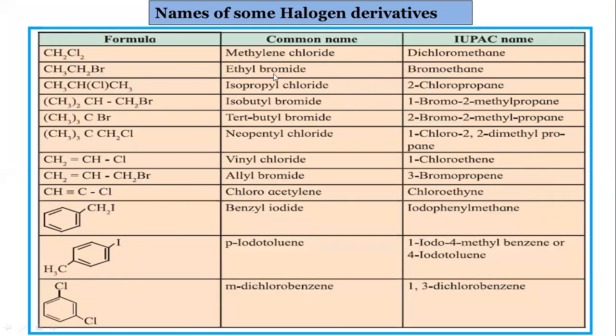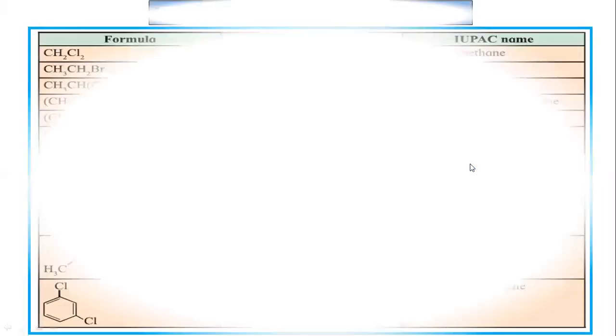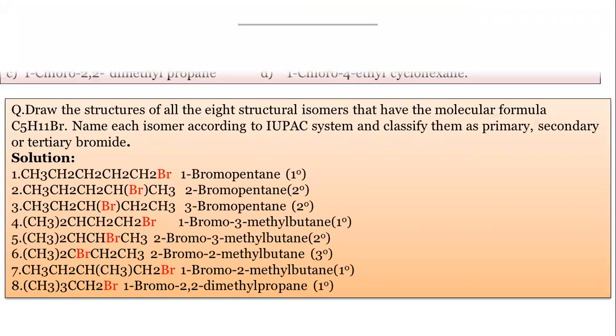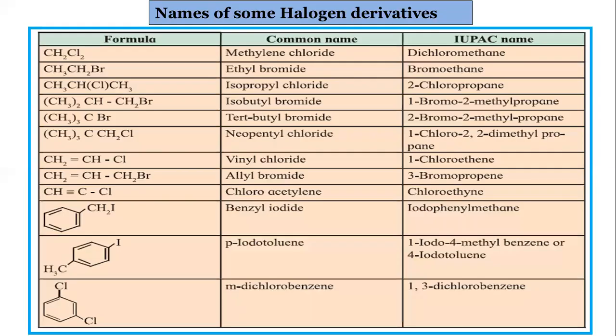Now these are some names of halogen derivatives. See, in this chart, the names of some halogen derivatives are given. These are the common names.